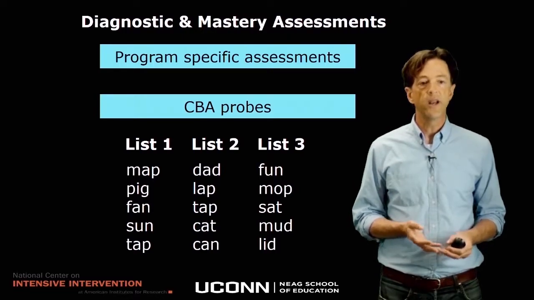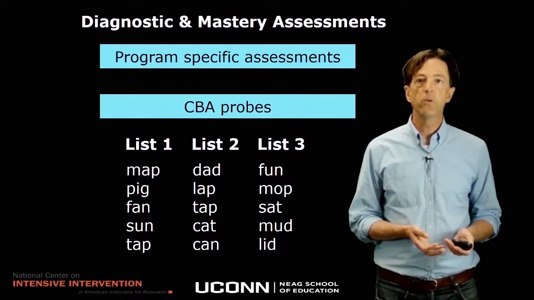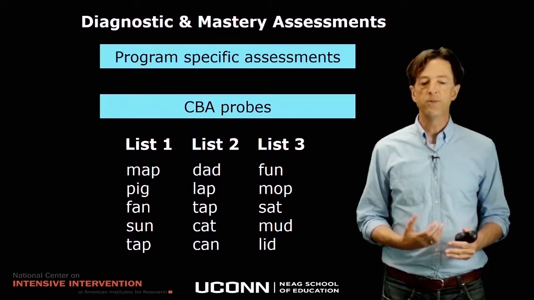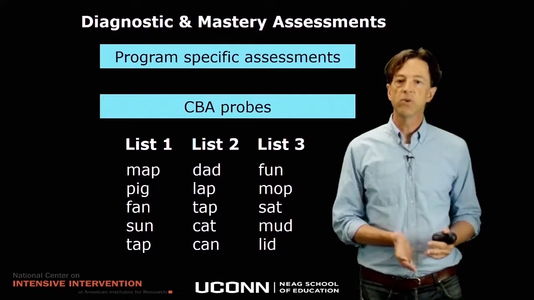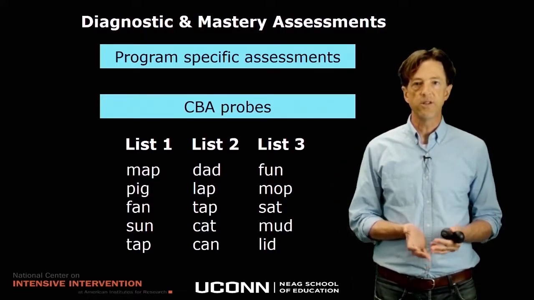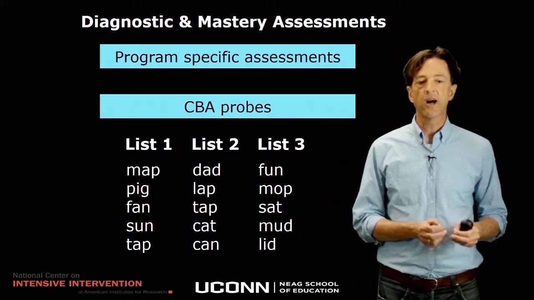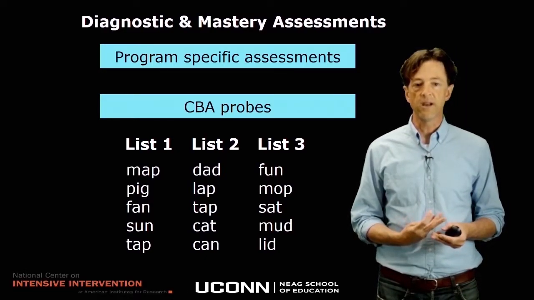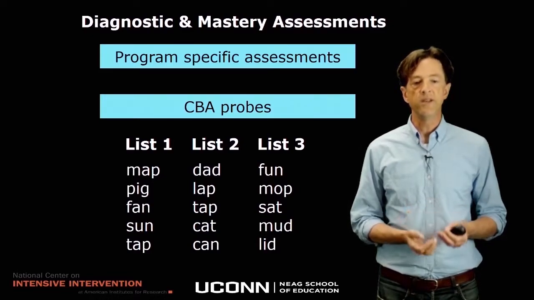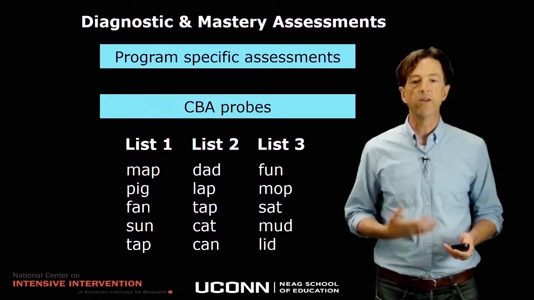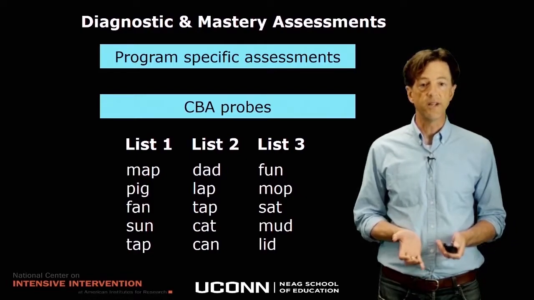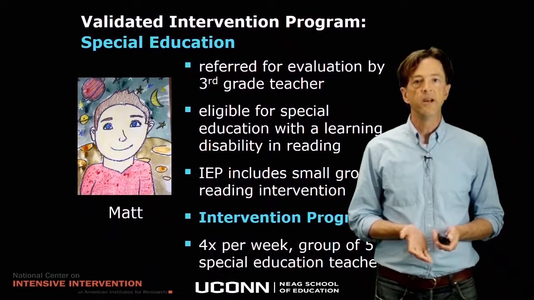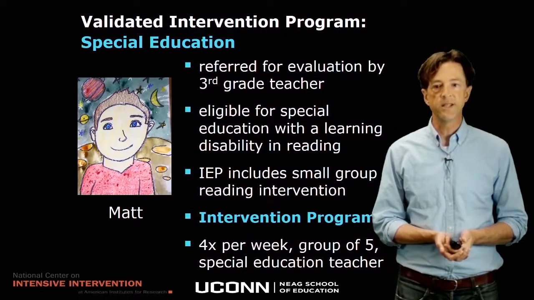And finally, we can also think about developing CBA probes, curriculum-based assessment. These are alternate probes that get at and assess the kinds of word types or the kinds of skills that we're teaching. So these lists may be different combinations of words that all have CVC patterns. And we can see whether or not students are making progress on reading these kinds of words, and we can give these regularly to see if students are mastering content. So when we're thinking about collecting this kind of diagnostic or mastery assessment, let's think a little bit and go back to one of our student examples.